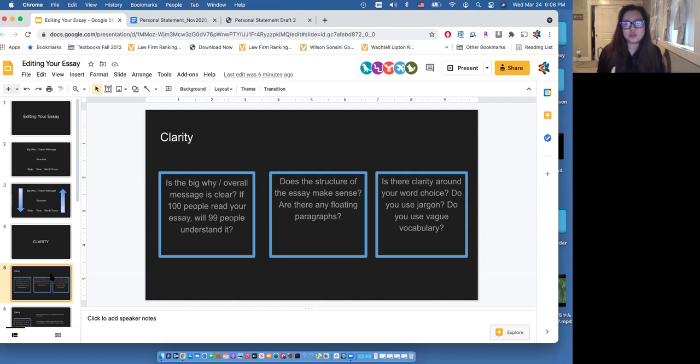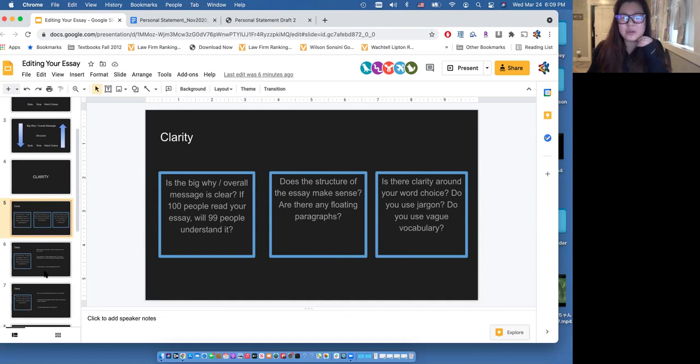Oftentimes when we're writing that first draft or multiple drafts, you get floater paragraphs. You don't really know why it's there, but it's been there, so you're kind of reluctant to cut it. Are there any of those? And then when you come to word choice, are you using any jargon? Are you using vague vocabulary? Are there weird words that you use out of habit? Those are the things that we really want to be thinking about when we talk about clarity.